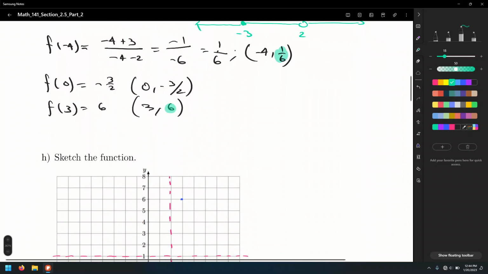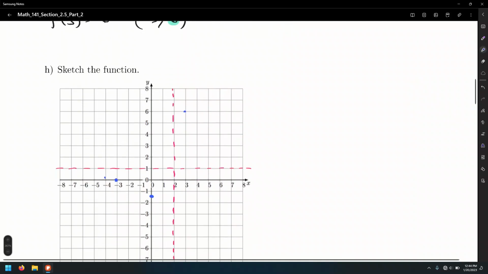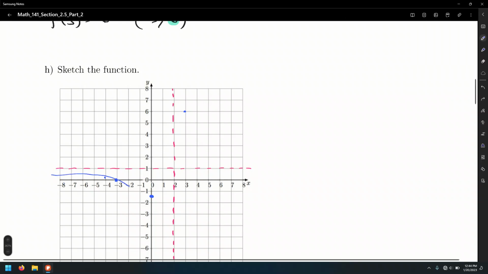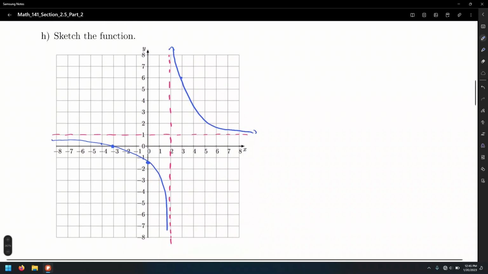And over here, 6 is a number way higher than the horizontal asymptote, which is 1. So that means it's approaching from above. So all this being said, we have all the information. I need to make sure I go through these three key points. All right, that's one, and that's another one. And that's the graph of this function.